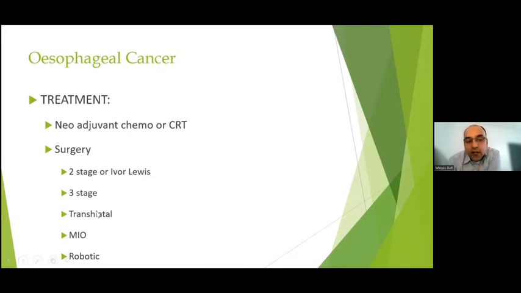And transhiatal esophagectomy is done just through the abdomen. So that involves a laparotomy and a left-sided neck incision. And the mediastinal dissection is done through the hiatus in the diaphragm.